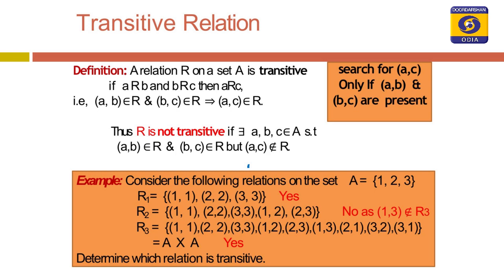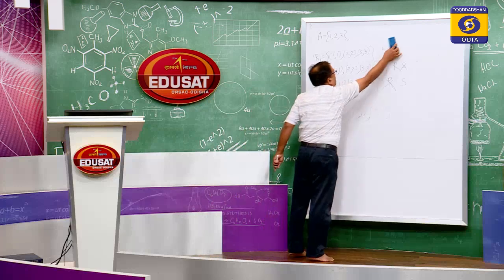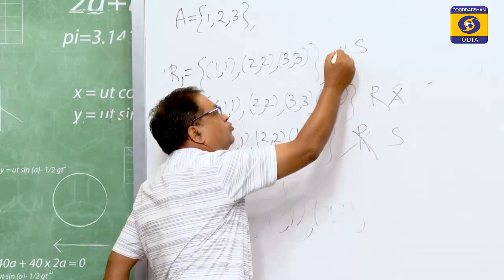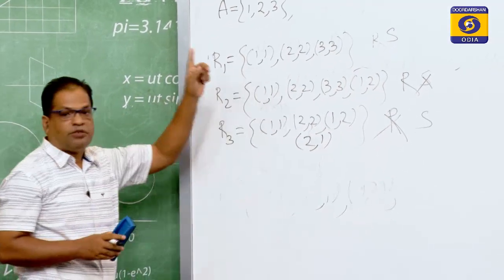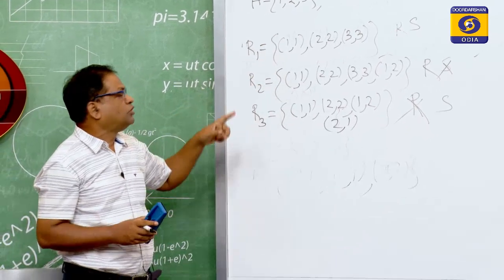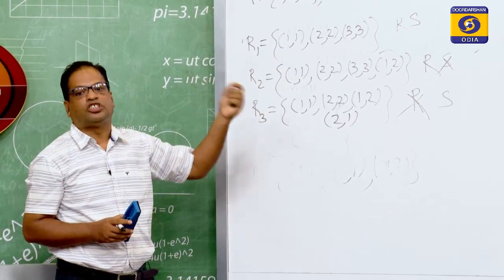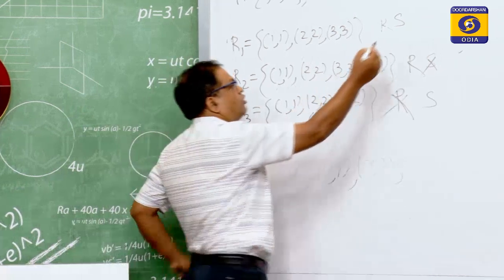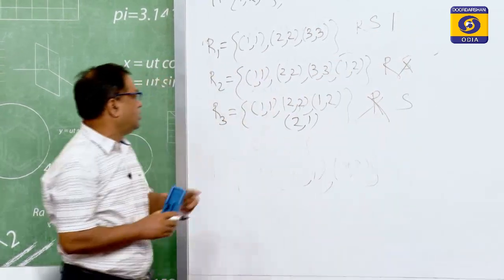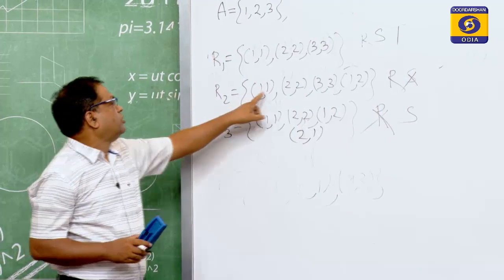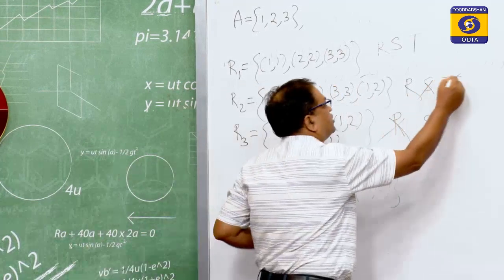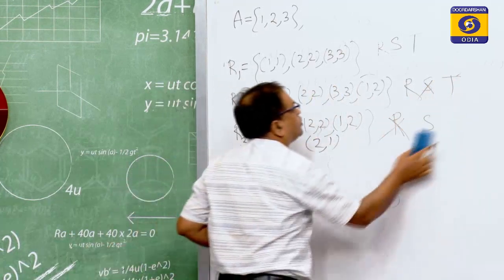Now, let us discuss some examples. The same set A = {1, 2, 3}, R1 = {(1,1), (2,2), (3,3)}. Now, this is already reflexive and symmetric, and this is automatically transitive, because (1,2), (2,3) are not present, so we will not search for (1,3). Similarly, (2,3), (3,1) are not present, so we will not search for (2,1). And R2 is also transitive, because (1,2) is present, there is no (2,3), so we will not search for (1,3). So, this is transitive.